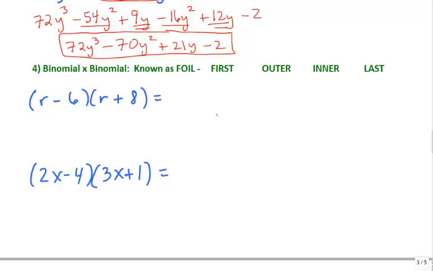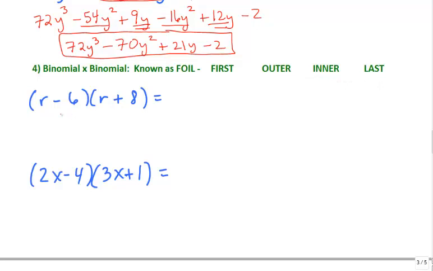Now when you do a binomial times a binomial and you use the distributive property, this is often called FOIL, which you might have heard of before. And FOIL is just an acronym to help you remember what to do in order to multiply and use the distributive property. So FOIL stands for first, outer, inner, last.